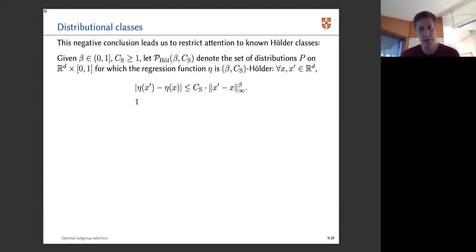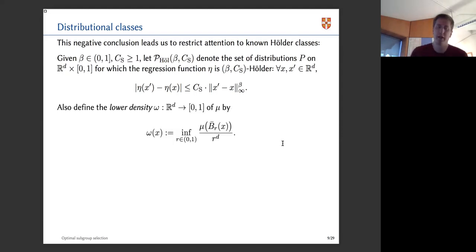Okay, so just a reminder then about the definition of what it means for a function to be Hölder, and it's convenient to work with the infinity norm on the right-hand side in this case, but it doesn't really make very much difference. You'd just get a different value of C_s if you worked with a different norm, because we're on finite dimensional space.